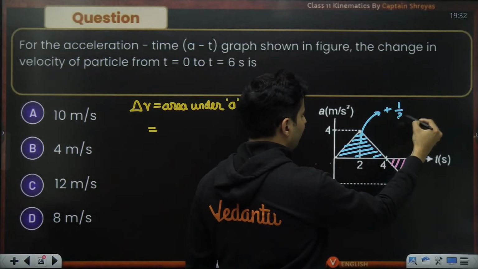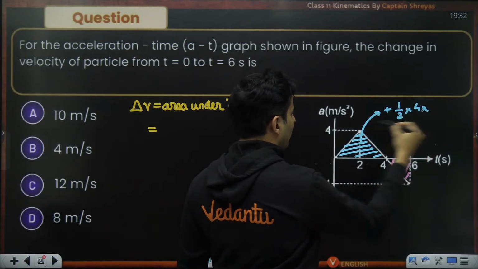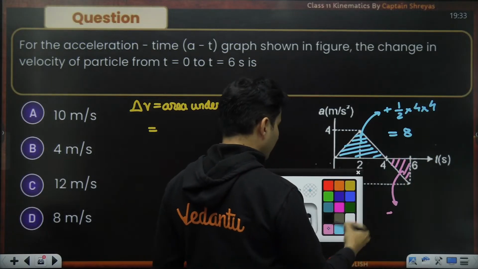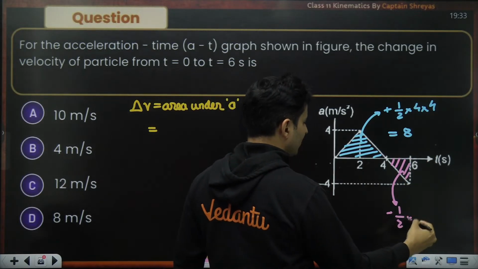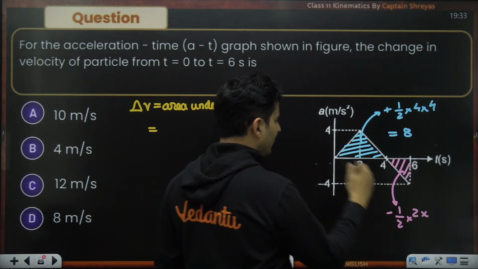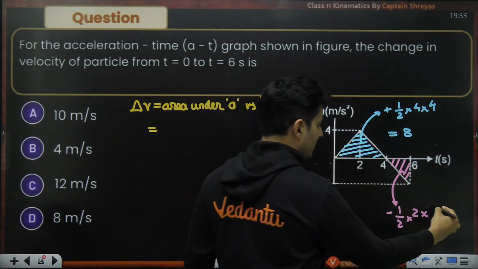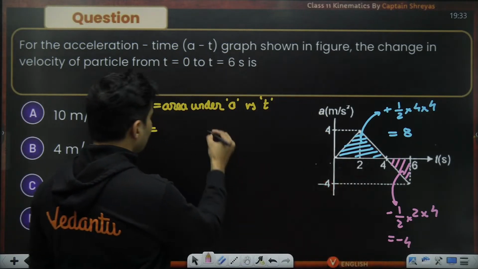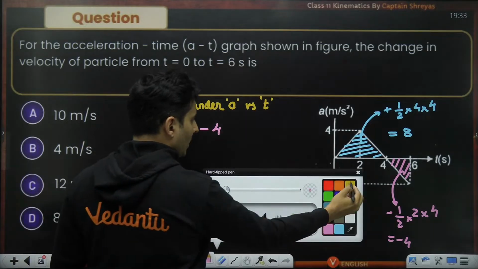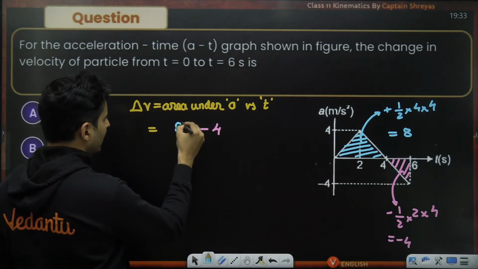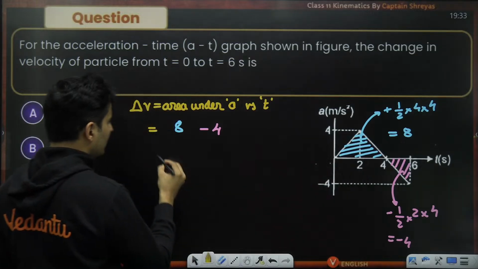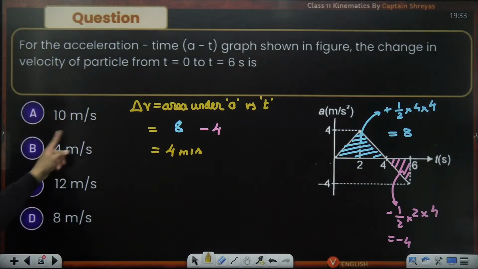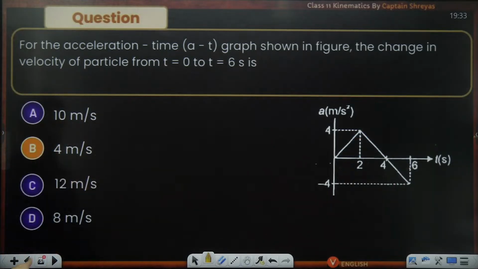Triangle's area is half, base is 4, height is also 4, 16 by 2 is 8. For this other triangle, half, base is 2 units, height is also 4 units. The 2 cancels, so it will become minus 4. So technically, this will be minus 4 over here, and plus 8 over here. So 8 minus 4 is 4. So 4 meters per second is the change in velocity, which is option B, of course.